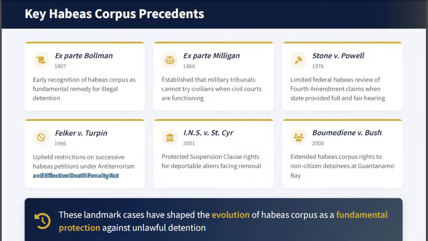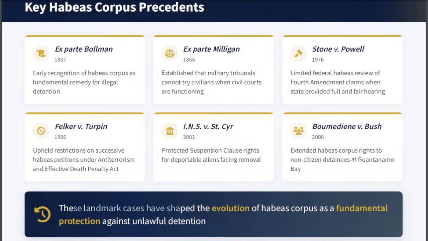Then you have INS versus St. Cyr in 2001, which protected suspension clause rights for deportable aliens facing removal. Wow. And then Boumediene versus Bush in 2008, which extended habeas corpus rights to non-citizen detainees at Guantanamo Bay. These landmark cases have shaped the evolution of habeas corpus as a fundamental protection against unlawful detention.